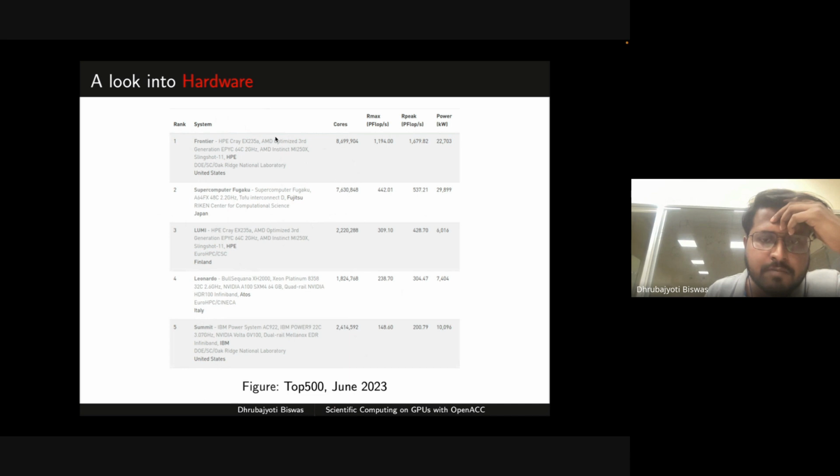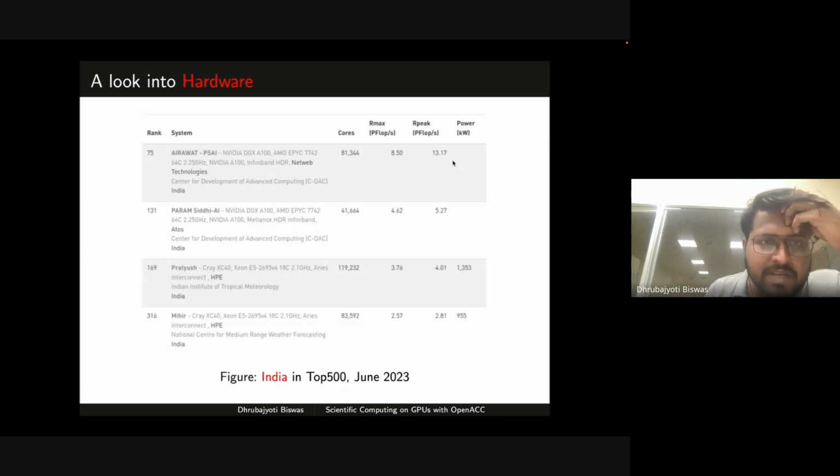So this is the Top 500 list, which is benchmarked using that LINPACK benchmark. If you look at the power, if you see some 22,000 kilowatt, so you can imagine how powerful these machines are.